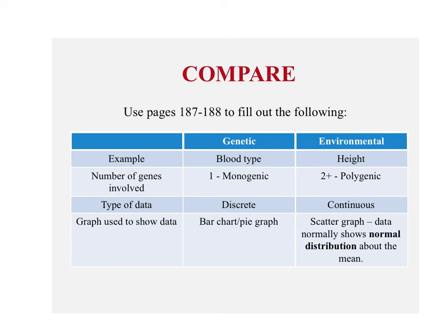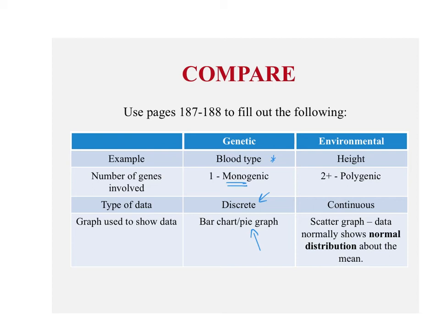So genetic, an example was blood type. We went through that a few slides ago. And these genetic traits generally have one gene controlling them. They are monogenic. Now, because things like blood type and these monogenic traits are grouped data, we can say that they are discrete, and we know that we're going to be using a bar chart or a pie chart for representing them.